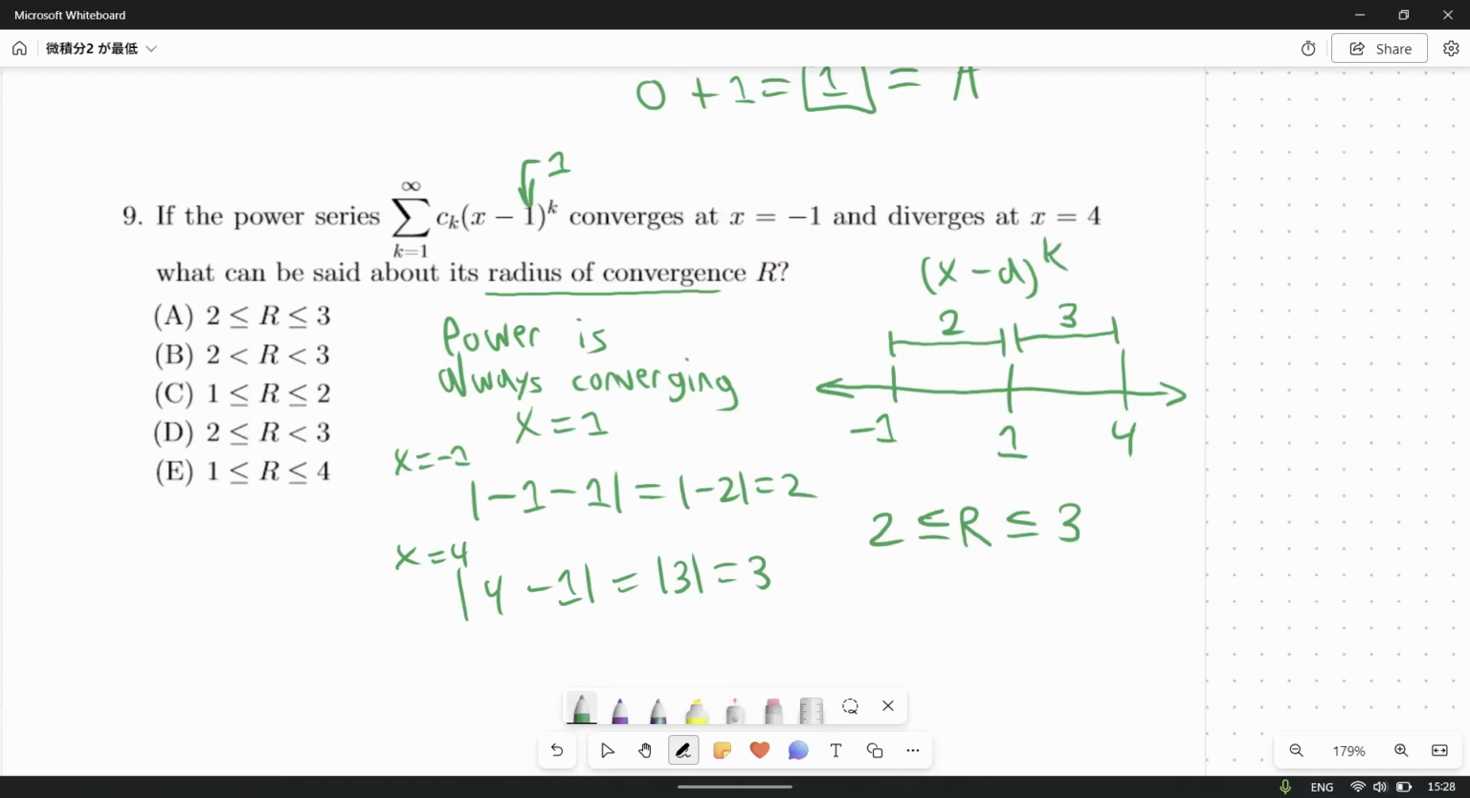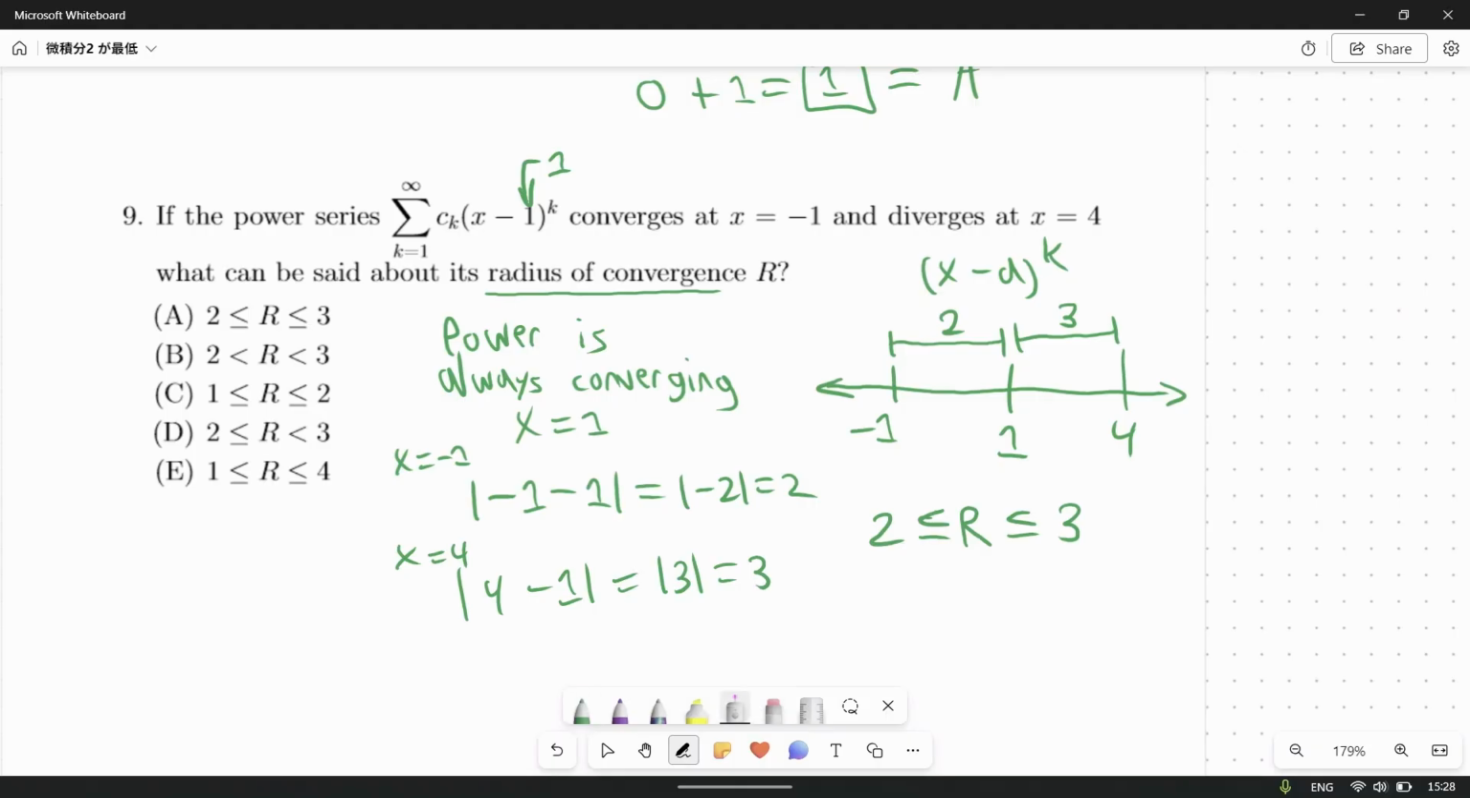So, to summarize this entire thing, after summing this all up, we know that the radius of convergence for this series could be anywhere between 2 and 3, inclusive. Since we're dealing with a radius of convergence, that's why I put a less than or equal to here rather than a less than.